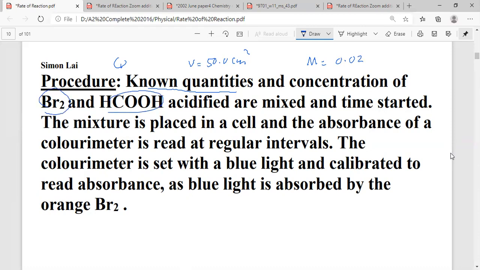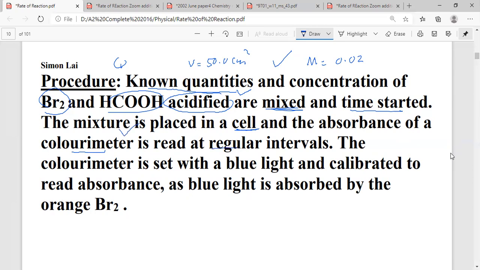So 1 mark for known quantities and concentrations, right? And 1 mark for the 3 reagents are mixed, and time started. So this is 2 marks already. And place the mixture in a cell. This is a cell, actually it's called a cuvette. So it's a small cell, and then put into the calorimeter, right? So this is 1 mark here.